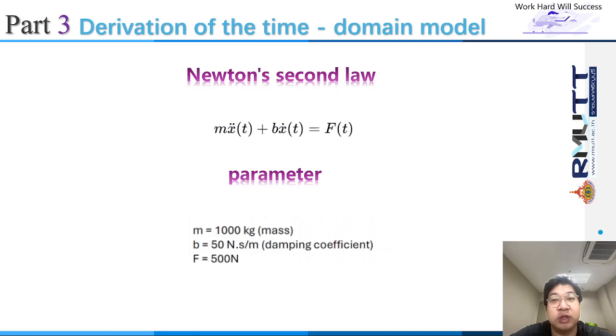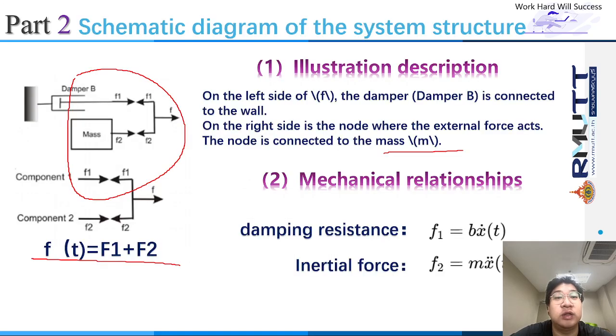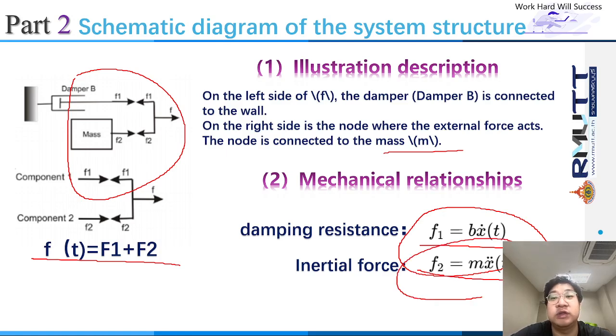And from the previous page, substituting the damping force F1 equals B x dot t and F2 equals m x double dot t.